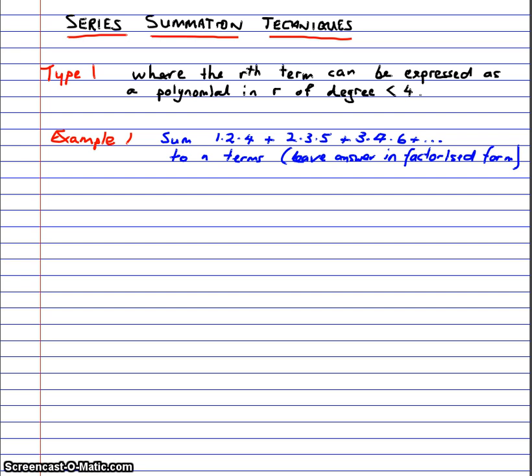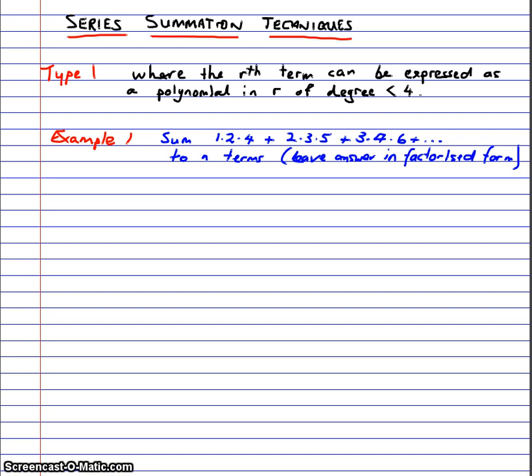So by looking at that, we know that the first factor in the first term of the series is 1, and that the value of that factor increases by 1 for each successive term. So the first factor in each term starts at 1, then it's 2, and then it's 3. And so that means that we can use the variable r for the first factor, and the coefficient of r, because that is increasing by 1 each time, is going to be 1.